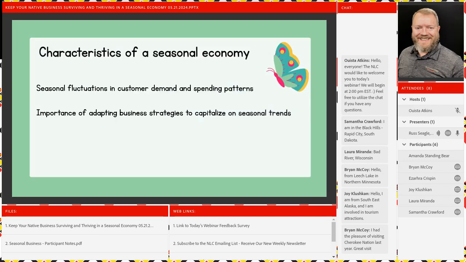So what are the characteristics of a seasonal economy? Well, we've got some seasonal fluctuations that, again, people sometimes think, well, I've only got part of the year to make my bills. I've only got part of the year to make my profit. That's not necessarily a bad thing. When we have a seasonal economy, we have some benefits there that we can take advantage of and should be taking advantage of.